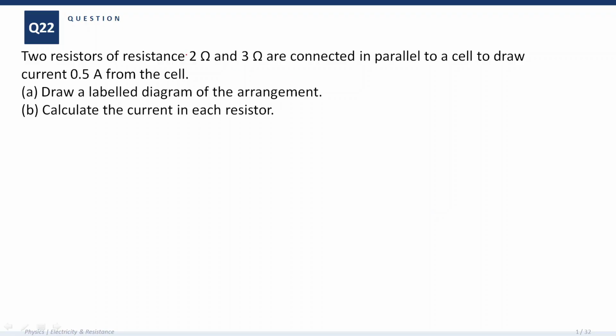So two resistors, R1, R2, are connected in parallel. Total current is 0.5 amperes. First the arrangement of the diagram and then the current of each resistor. I will draw the diagram first.